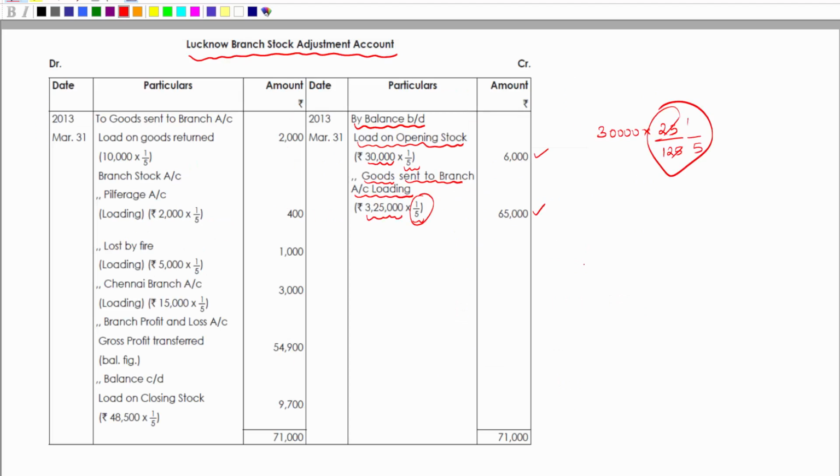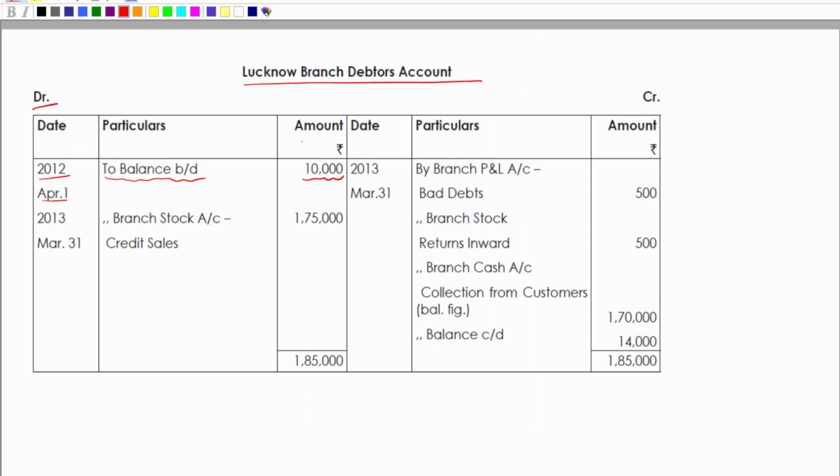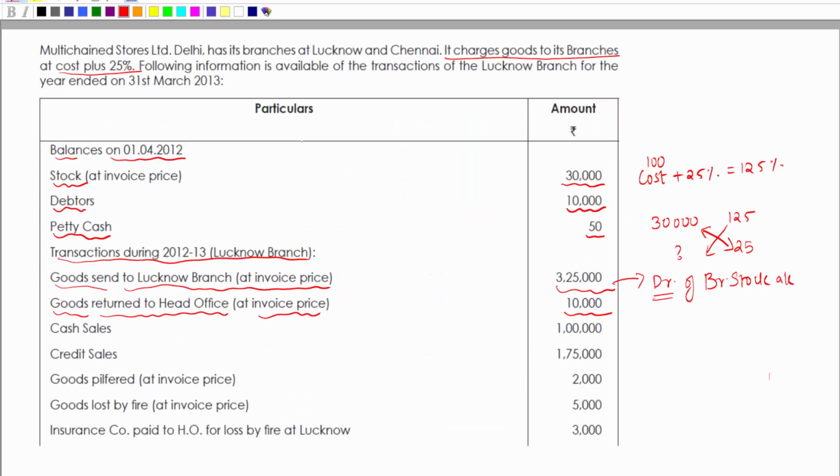We'll say loading on goods returned, that is 10,000 multiplied by 1 by 5. So it is basically a reversal of the loading on goods sent to branch, and that works out to 2,000. In this way we have taken care of the profit that was loaded on returned goods also. Let's go back to the question.